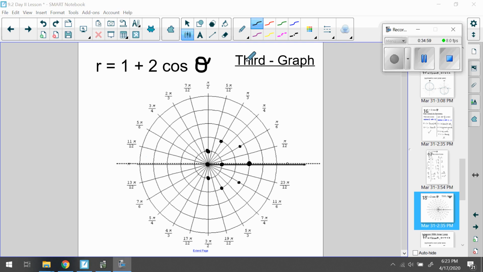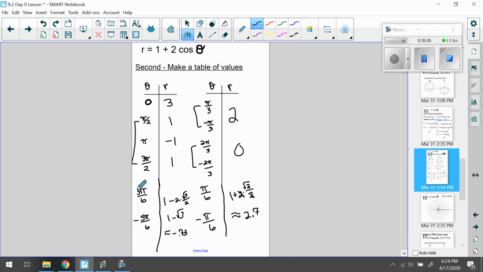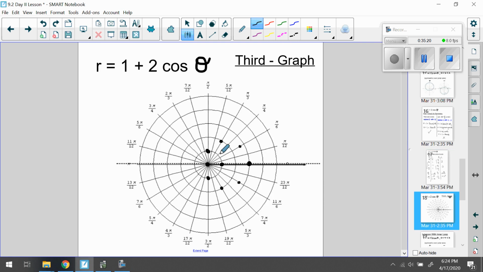Actually, take that back. I think I'm going to see if I can put a couple more points in here that might help me out. So I'm going to go ahead and pick 5 pi over 6. I went ahead and did that for us. 5 pi over 6, the cosine value there is negative root 3 over 2, so you end up with 1 minus root 3, which is about negative 0.73. So watch what happens when I plug those in.